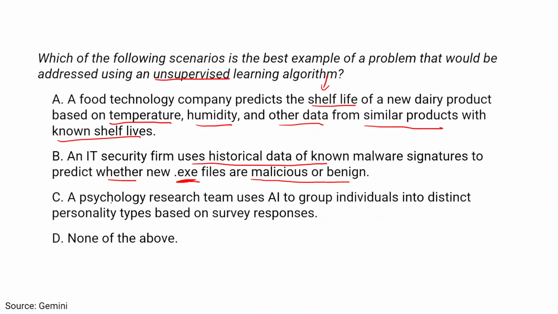C, a psychological research team uses AI to group individuals into distinct types based on survey responses. And D, none of the above. Okay, so A, B, C, D. Which one is unsupervised learning?